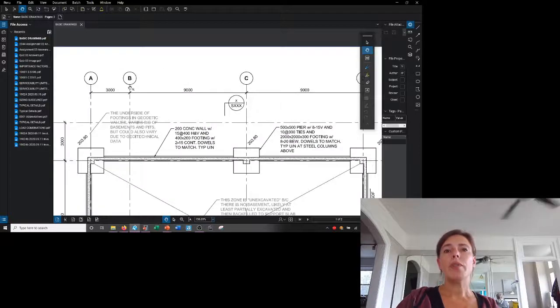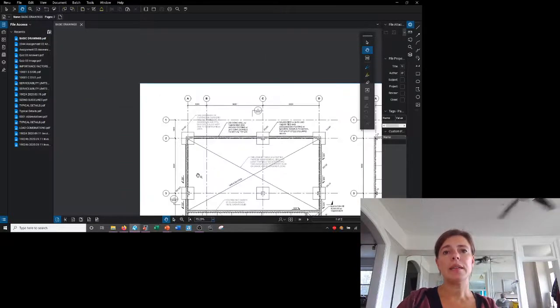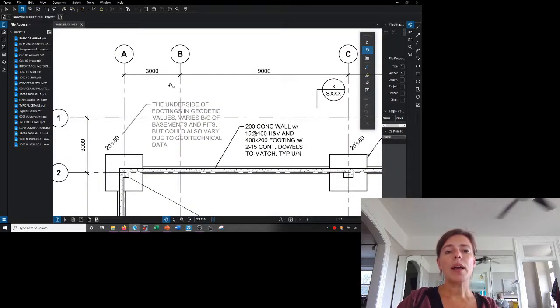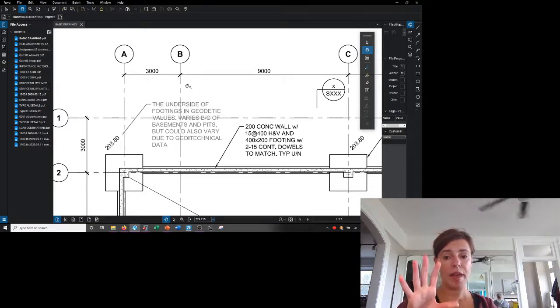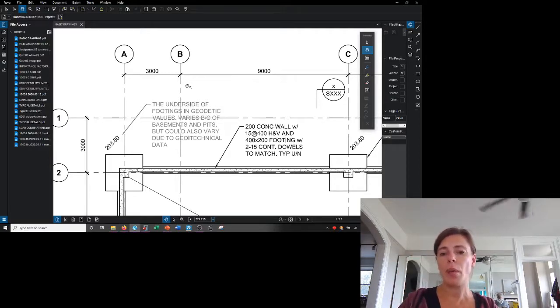So look here, we've got grid lines A, B, C, D, 1, 2, 3, 4, and we've got dimensions between the grid lines. That's really important. We need to be able to tell someone how to build this and how much it's going to cost. We don't have to tell them how much it's going to cost. They're the experts on that. But they have to be able to figure out how much it's going to cost by knowing how much material of each thing they need.